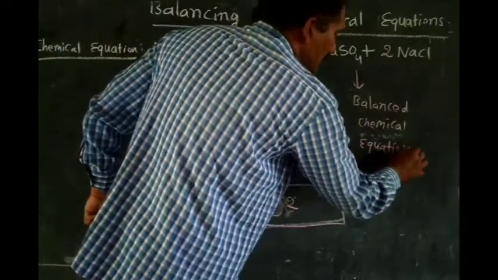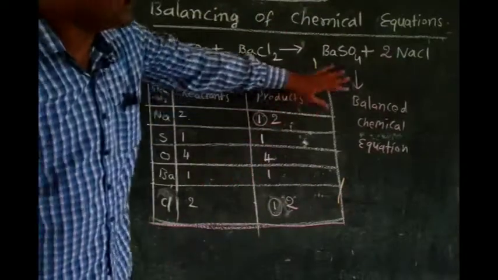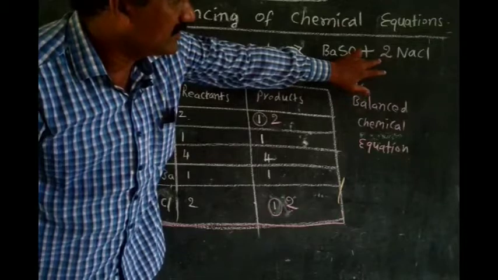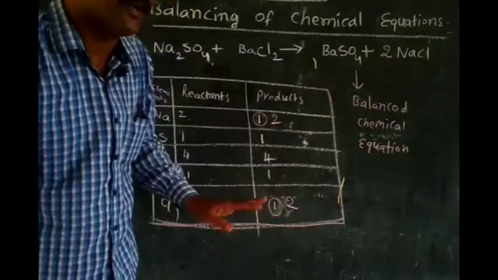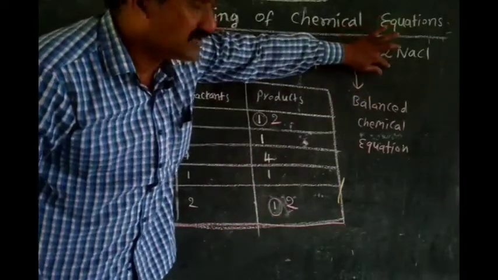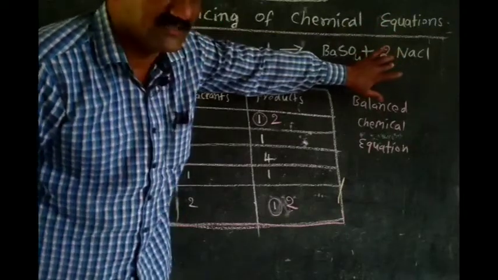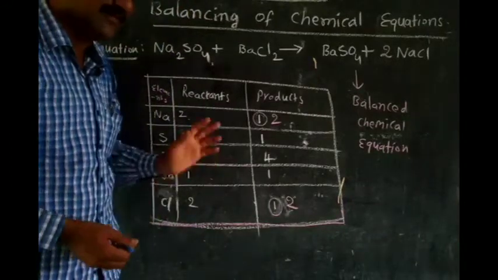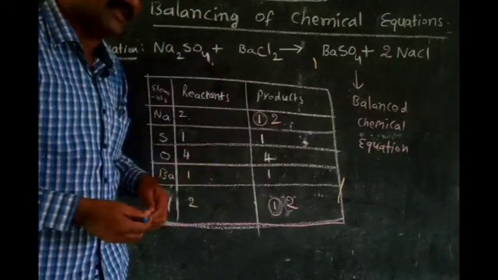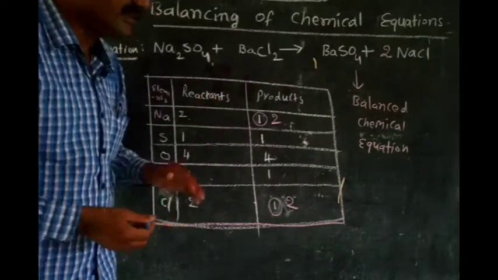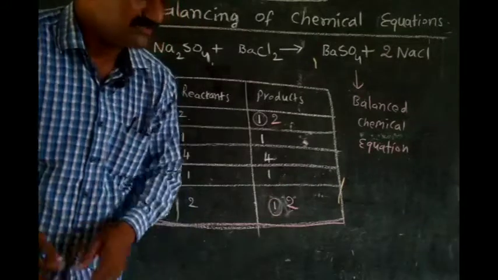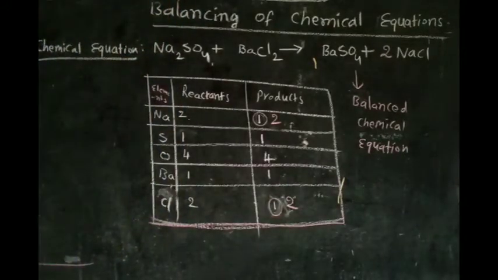Okay, in this equation we have arrived at the balanced chemical equation by writing only one coefficient, that is 2, means only one change. This is a simple chemical equation which can be simply balanced. Okay, we can see more examples which are not easy to balance.